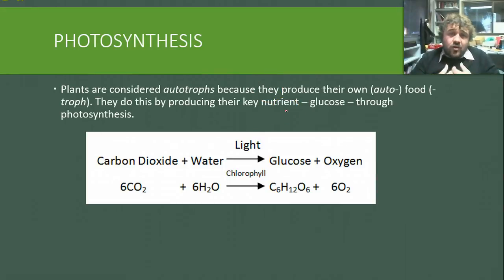Basically, we call plants autotrophs because they produce their own food. Auto means self, troph means food. They do this by producing the key nutrient glucose through photosynthesis. So they use photosynthesis to make glucose and the oxygen, which we are so grateful for. You need to know both of these, and that includes the numbers up here.